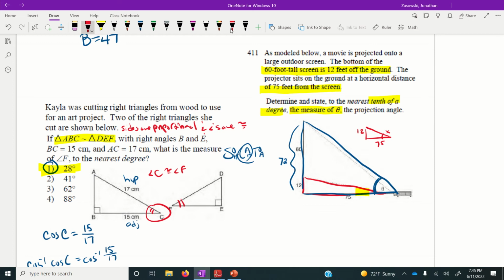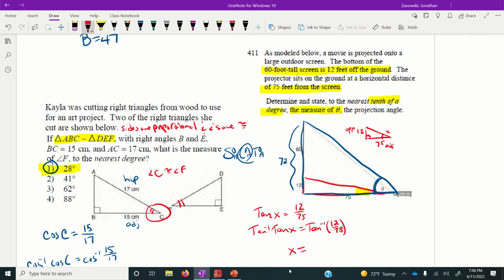So since we're dealing with a right triangle and an angle, we're going to use Sohcahtoa. We have the adjacent side and the opposite. So that tells me we're going to do tangent. So the tangent of, we'll call it x, is equal to opposite 12 over the adjacent 75. And then I'm going to do my tangent inverse of tangent x, and then the tangent inverse of 12 over 75.